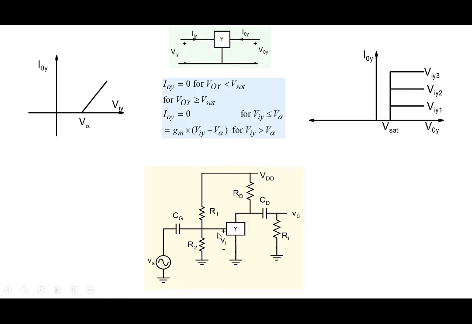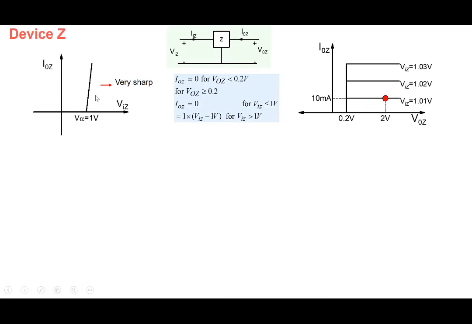A schematic of an amplifier using a device Y here. So this arrangement, again, this use of VDD and RD is to create a positive voltage at this particular point so that we operate here. And the arrangement of R1 and R2 through VDD is to create a positive voltage greater than V alpha so that we operate somewhere over here.